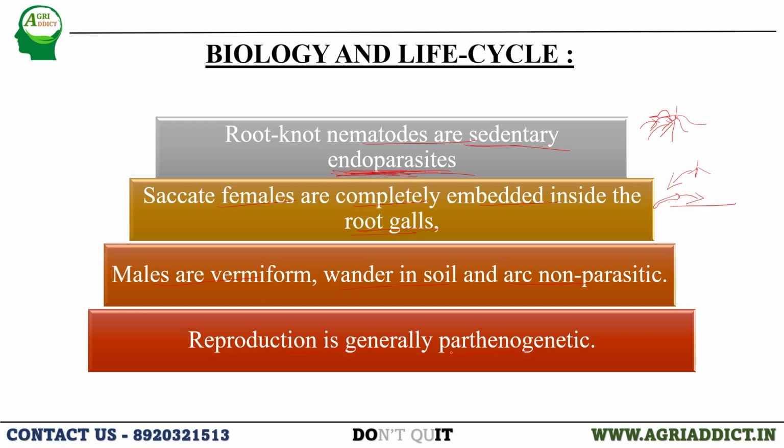Reproduction is generally parthenogenetic. What is parthenogenesis? It is nothing but production of offspring without fertilization. In some cases, after the J2 enters inside the root system, adverse environmental conditions will cause them to turn into males. That means females won't be produced. In such cases, a reduction in egg production will be noticed.